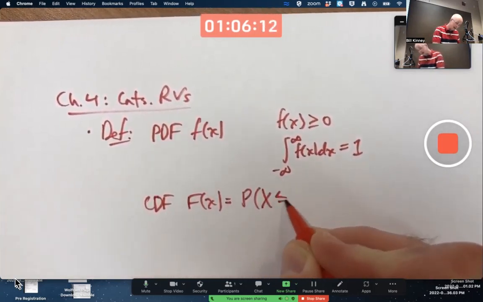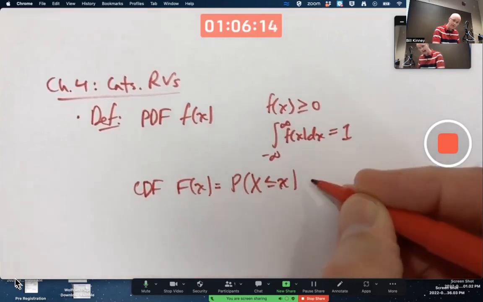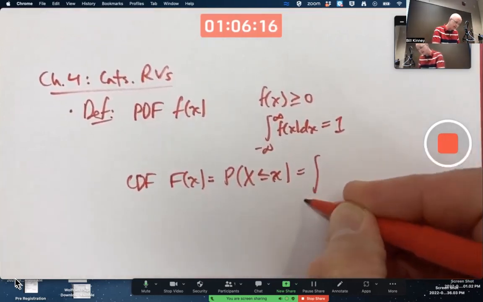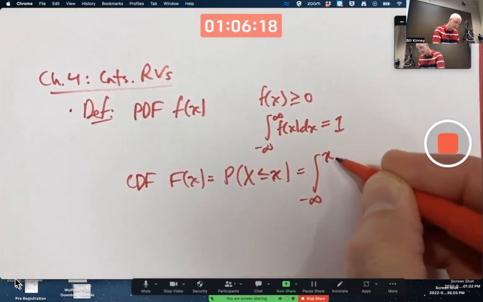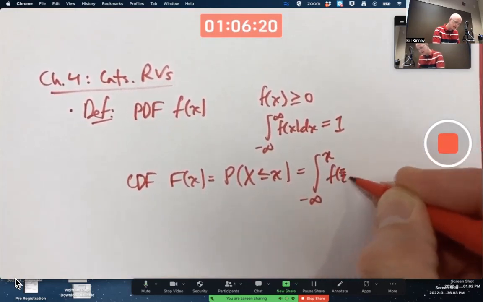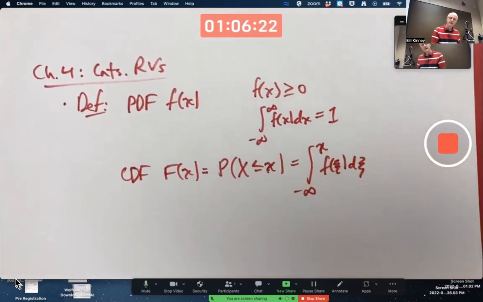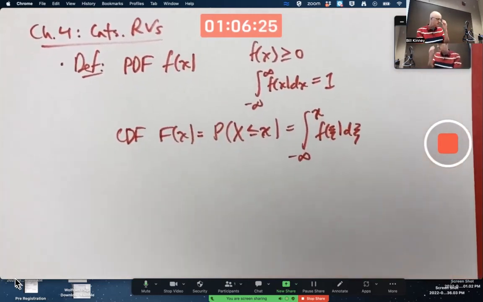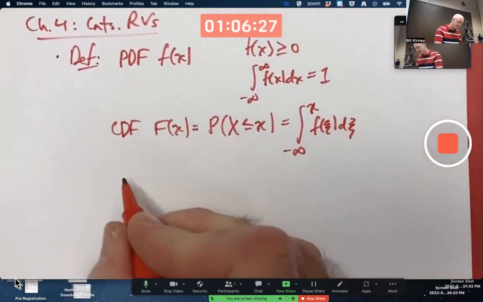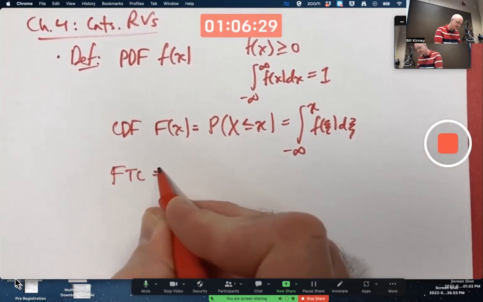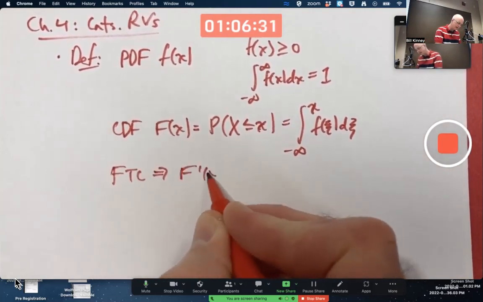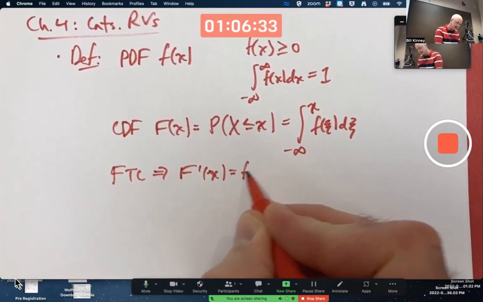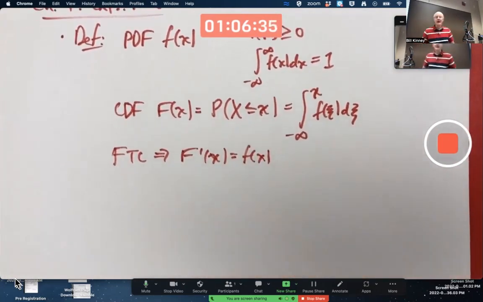The corresponding CDF, capital F of x, is the probability that the random variable is less than or equal to little x, and that means you integrate the PDF from minus infinity to x. Use a different variable like c if you like, or t, or u. And by the fundamental theorem of calculus, this does mean that the derivative of capital F is little f.